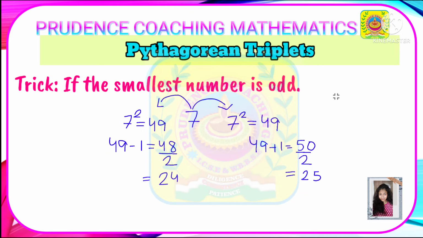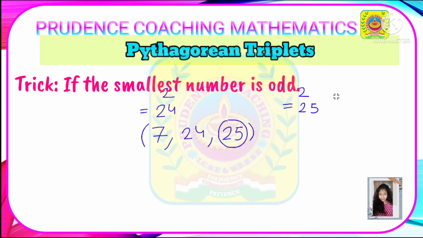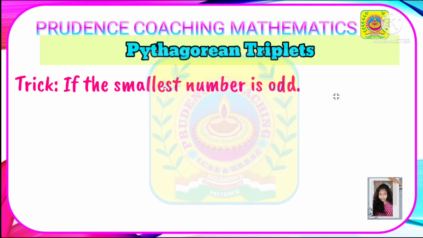So here the triplet is 7, 24 and 25. So 7, 24 and 25 is one of the Pythagorean triplets, and here 25 is the hypotenuse. So what is the formula? If we know the smallest odd number, then how can we find out the triplets? If the smallest number is an odd number, let us assume the odd number to be n. So this is the smallest of the triplet.